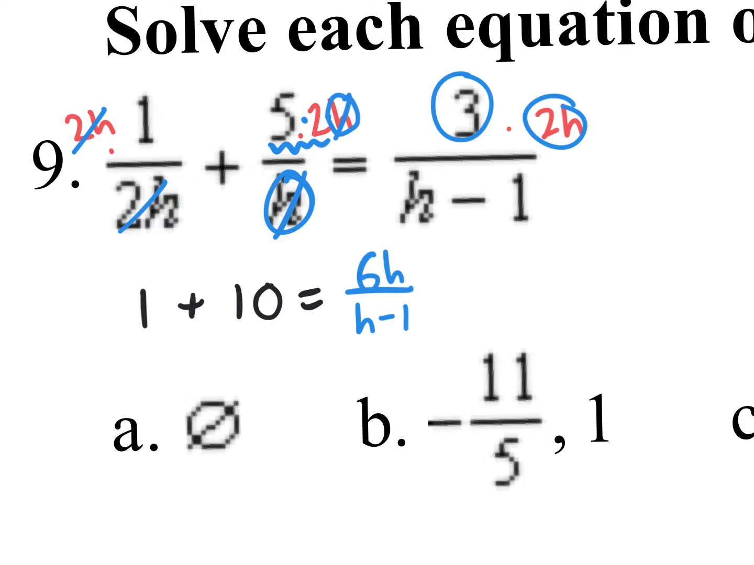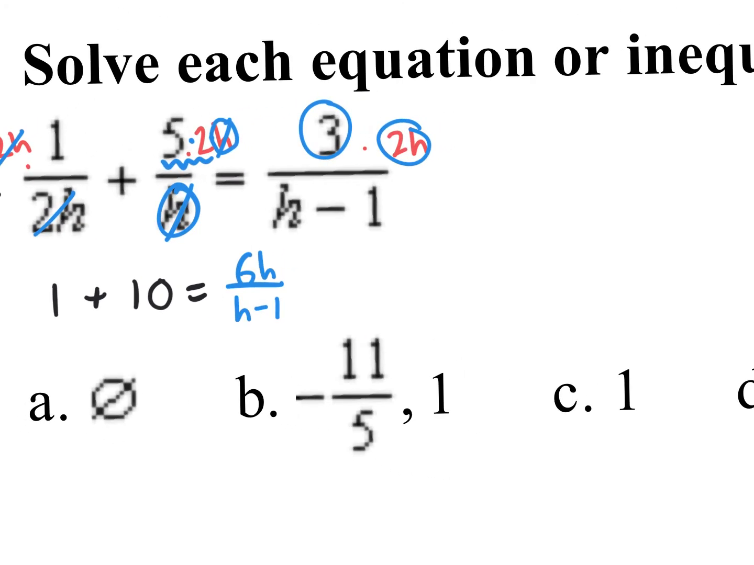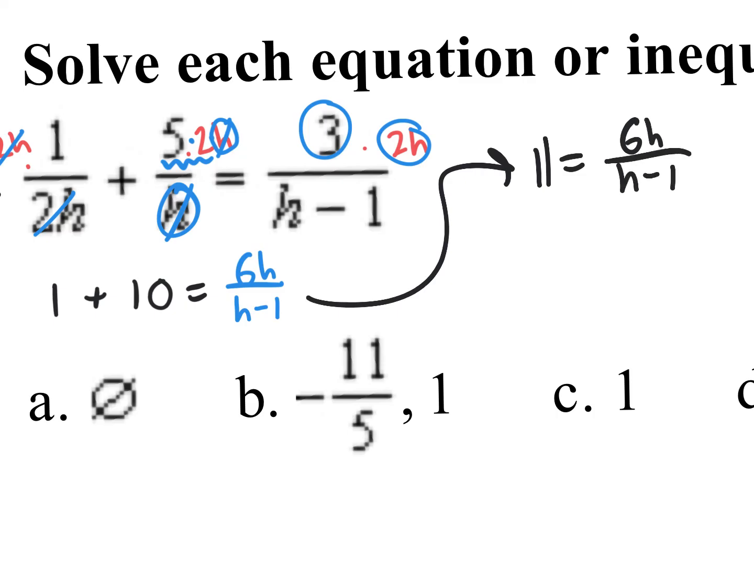So let's clean this up a bit. What do I mean by clean it up? It says 1 plus 10. We might as well write it as 11, okay? 11 equals 6h over h minus 1. So we have this equation. Again, if you don't want that other fraction, let's get rid of it by multiplying by the denominator of that fraction.